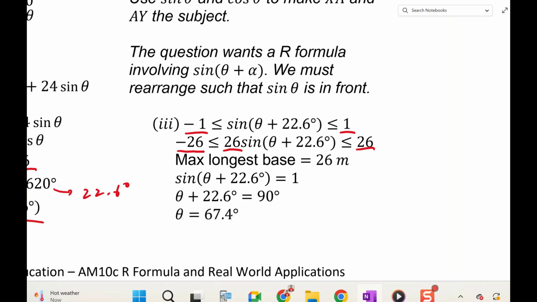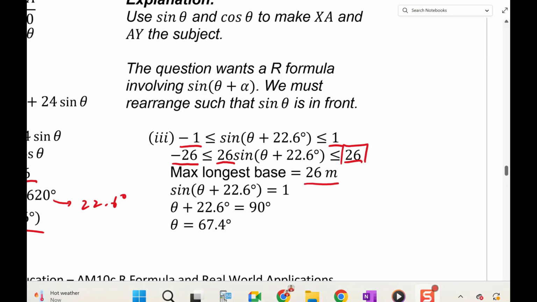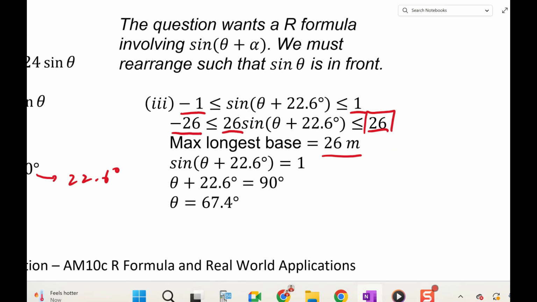Therefore, we can infer that our maximum longest base will be 26 meters because this is our new maximum value. Now we need to find the corresponding value of theta. We can let sine of (theta plus 22.6 degrees) equal 1, because in our original sine graph, without the 26 in front, the maximum value is 1.